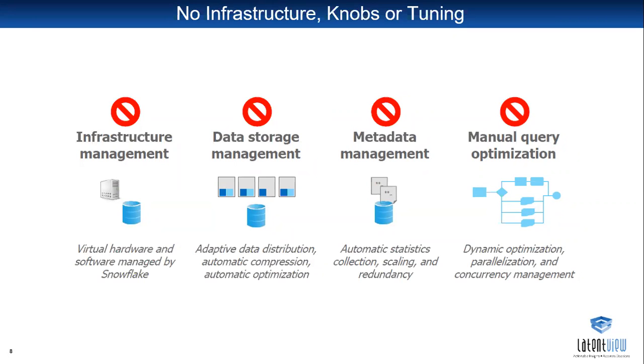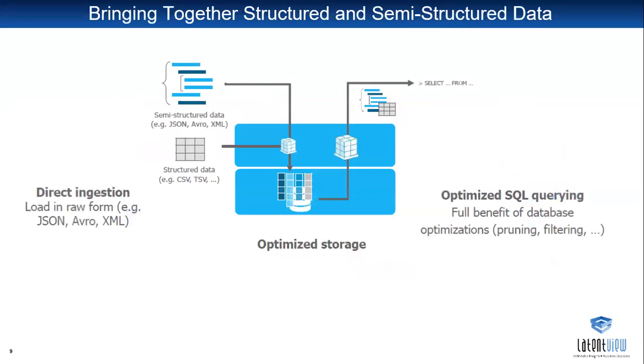And for the metadata management, automatic statistics collection, scaling, redundancy, everything is managed inside. You have Snowflake automatically taking care of the metadata. And as I already said, with query optimization, you don't have to do any optimization with respect to the query, concurrency, parallelization, or performance tuning. Everything is taken care of by Snowflake itself. So it seems very interesting, right? Let's go on to the next stuff.